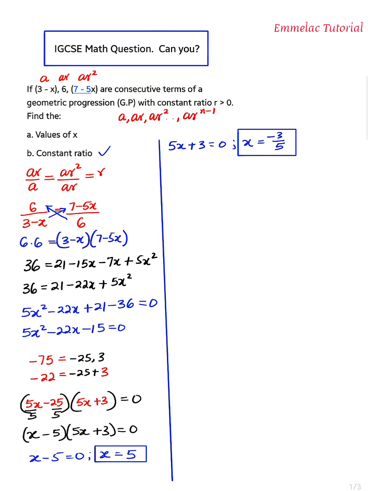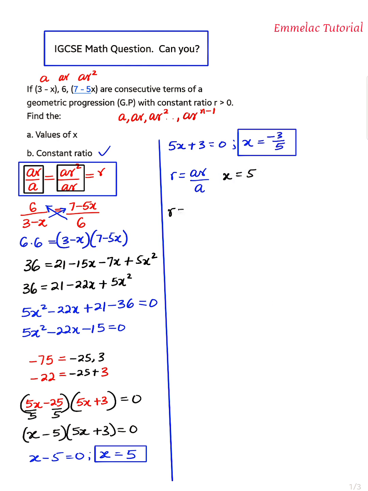Now let us take note from here. Here is the formula for us to get the constant ratio. Okay, so here we have that r equals ar all over a. Take note, you can actually make use of either this or this, but I will choose the first one because it's easier to work with. Okay, so when x equals 5, let us find the value of our r.